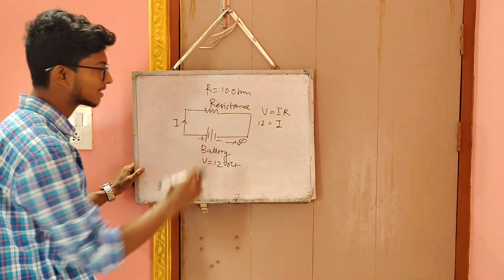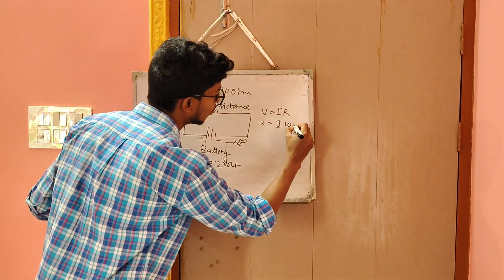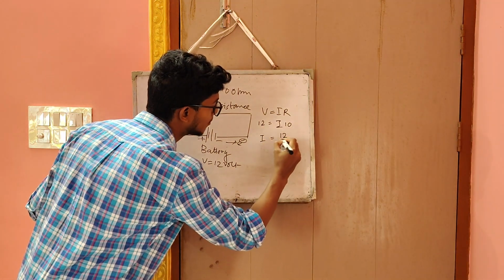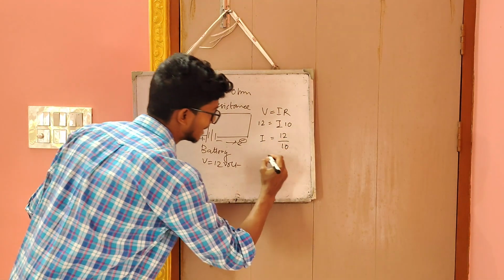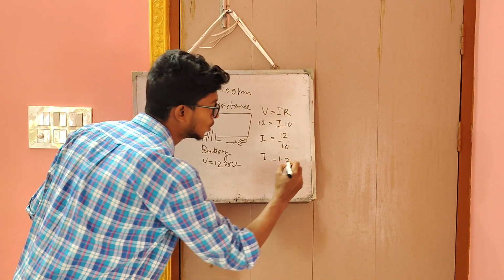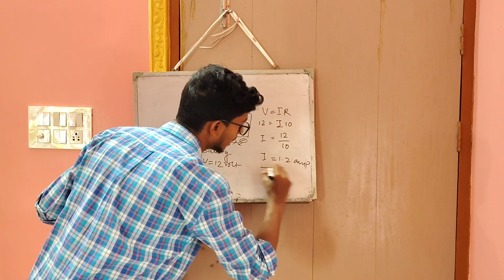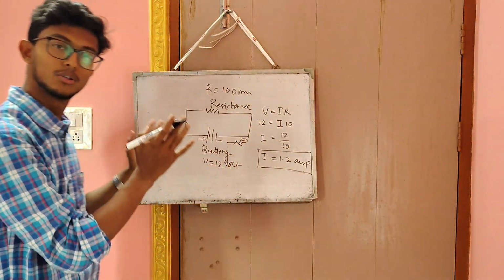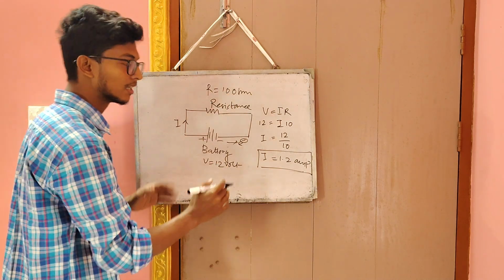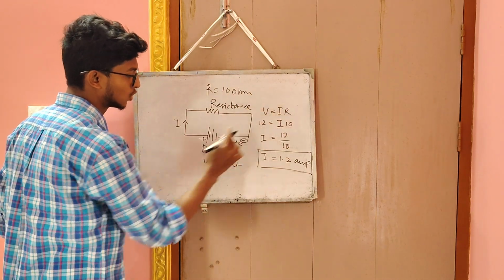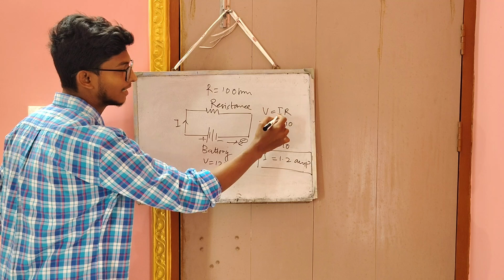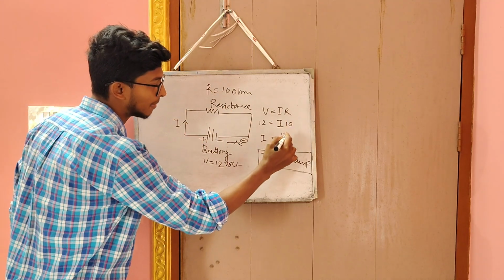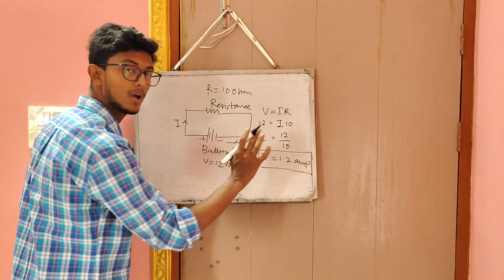What is the amount of resistance? That is 10 ohm. So what is the amount of current? I is equal to 12 by 10, that is I is equal to 1.2 ampere. So it is the mathematical form of Ohm's law, and we consider this as the numerical. V is equal to IR, voltage 12 volt, the current we find out, and the resistance is 10 ohm. So we get 12 by 10.